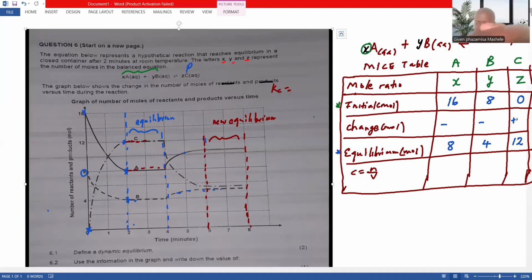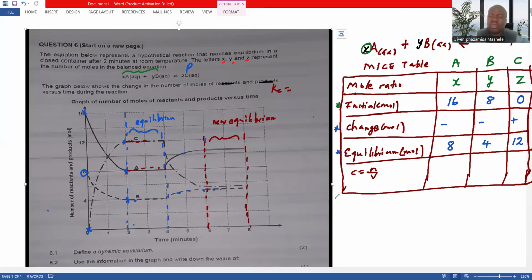So it means from initial they change and they remain at equilibrium. Which means that initially the substance has 16 moles, then after some time A decreased in terms of moles, then now it is at equilibrium. And how can we get these values, ladies and gentlemen? Usually when you are dealing with a MICE table, if you get any value under change, you can be able to get all the values. But now here, ladies and gentlemen, we do not have the mole ratio.